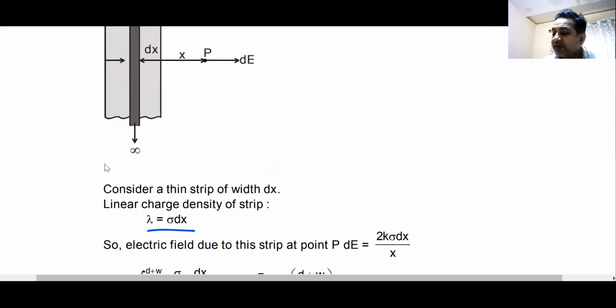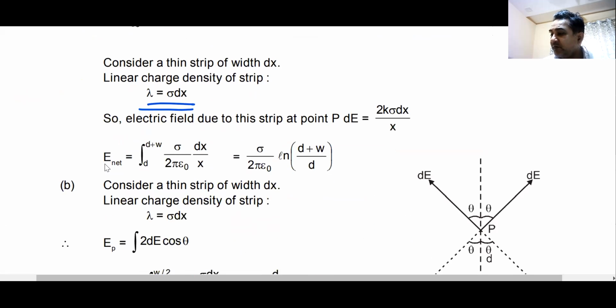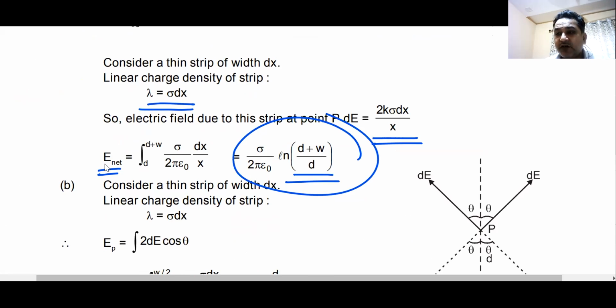Find the charge on any parallel wire. Use the formula for electric field due to an infinite wire. Integrate this, get the answer. So this is the answer for a point on the edge at the distance D from the edge of the disk.